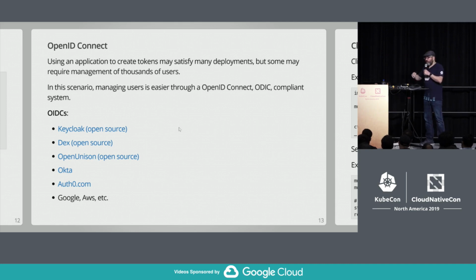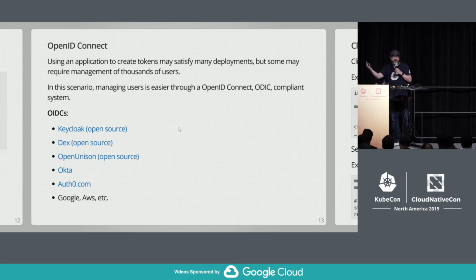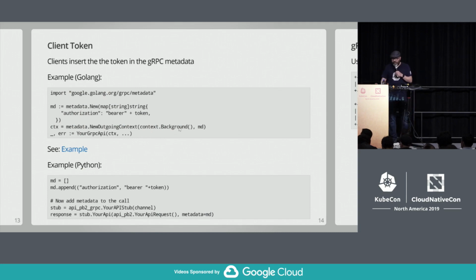Okay? You can also have users. Keycloak can have its own database for users if you have just maybe a few hundred. But if you have thousands of users and you want to track them, you can connect it to an LDAP system. Then there's also services on the cloud, like Okta and Auth0, and then other OIDC compliant systems in Google and AWS and Azure and others like that. So, all right.